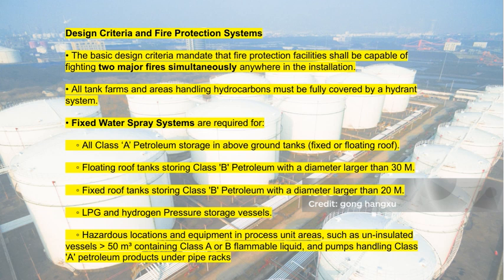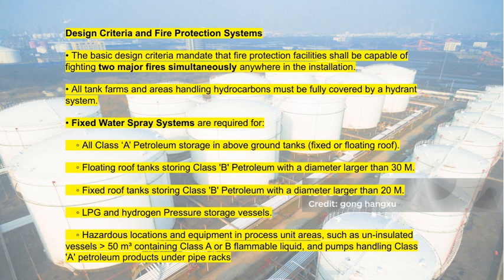Moving on to fixed water spray systems, these are required for several specific scenarios. They are mandatory for all Class A petroleum storage tanks, whether they have fixed or floating roofs. For floating roof tanks storing Class B petroleum with diameters larger than 30 meters, fixed water spray systems are also necessary. Similarly, tanks with fixed roofs storing Class B petroleum larger than 20 meters in diameter need these systems. In addition, LPG and hydrogen pressure storage vessels must be equipped with fixed water spray systems to manage potential fire hazards.